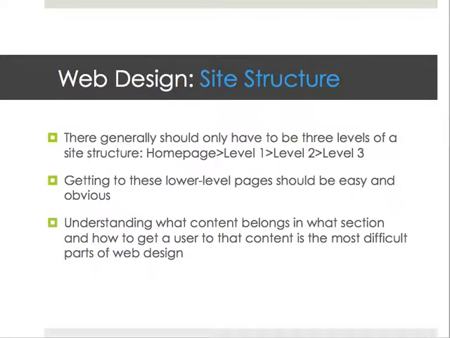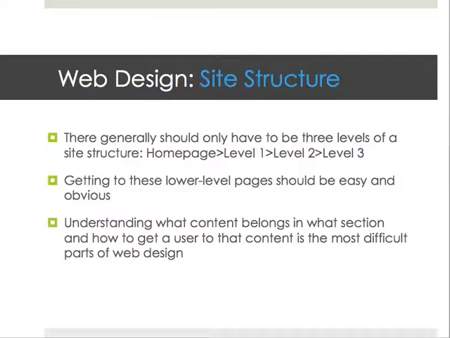So you're also going to be looking at site structure. There should generally only be 3 levels of a site structure: the home page, level 1, level 2, level 3. Getting to these lower level pages should be easy and obvious. So as you go to your secondary page, if it's not easy and obvious to get there, there's already a problem that you can call out in this 4.1, this first part of the assignment.